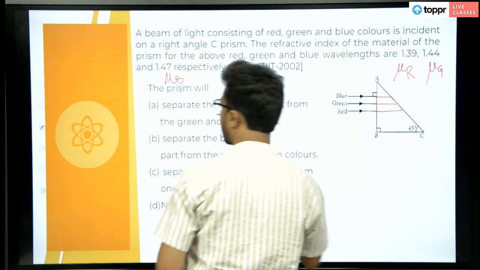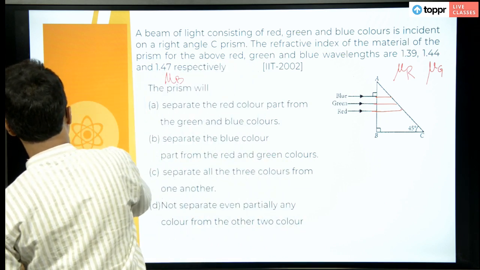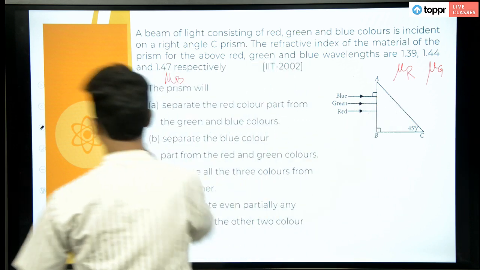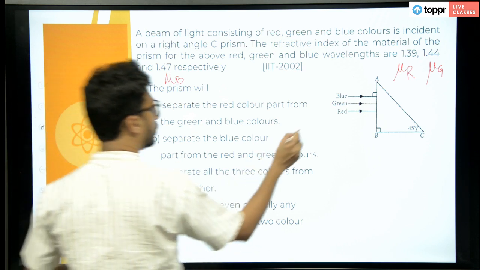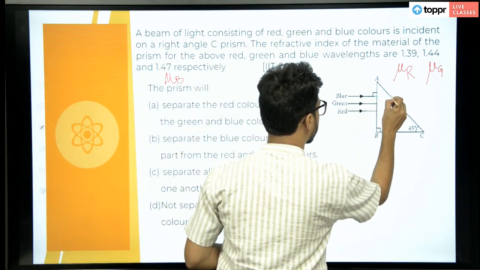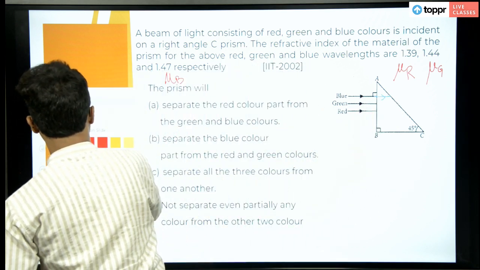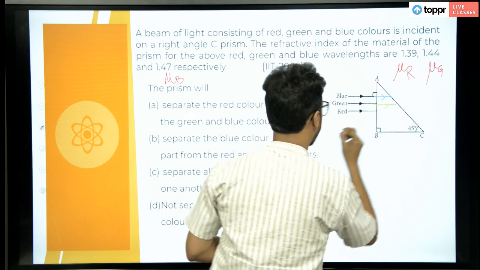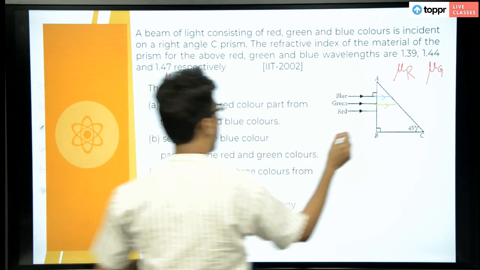Right. Let me do one thing. Let me erase this portion. Let me draw with the exact color. Blue. So blue will enter like this. Then green. Green will enter like this. And red. Red will enter like this.